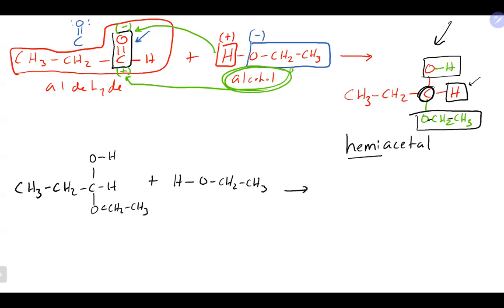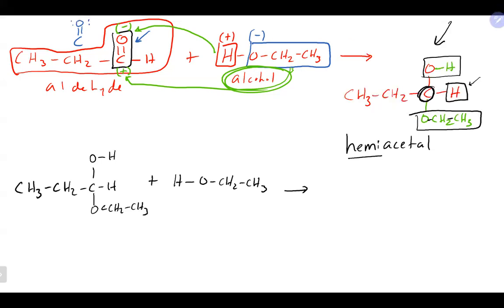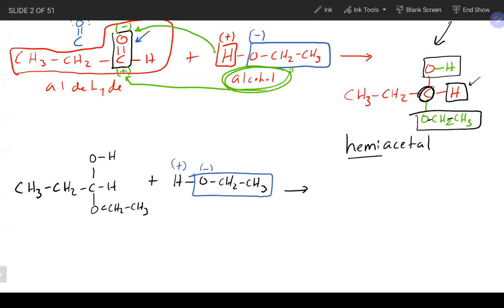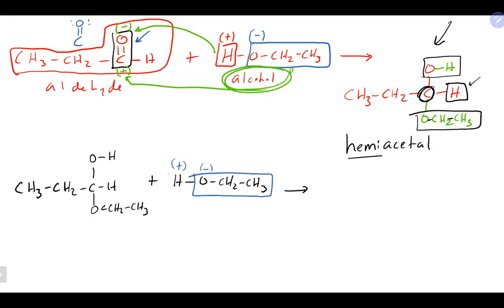A similar sort of thing is going to happen in terms of the alcohol. The alcohol is still going to have its two parts, just like it did before, the hydrogen being more positive, the oxygen being more negative. And it is going to add in these two parts, just like it did before. Now, what happens in this case is there's no double bond to break anymore, but we still need to put some stuff on there.